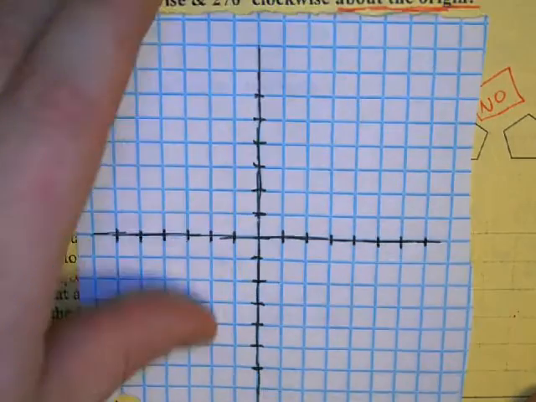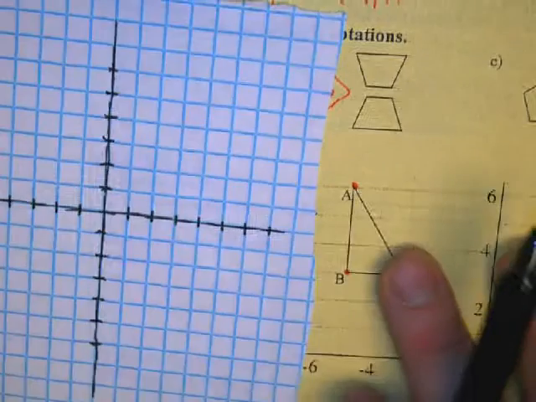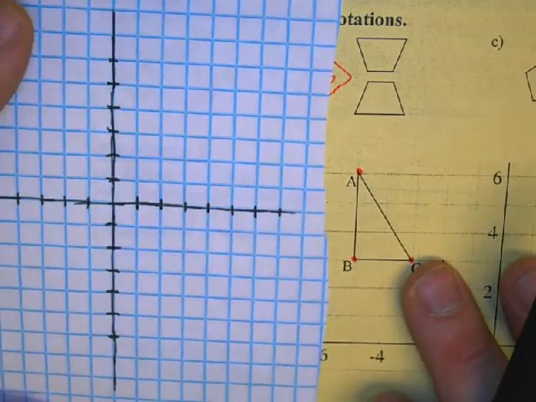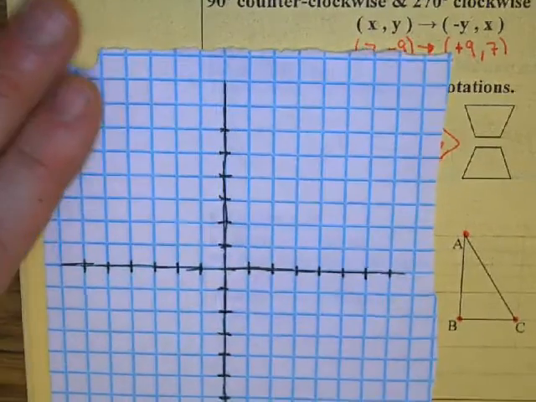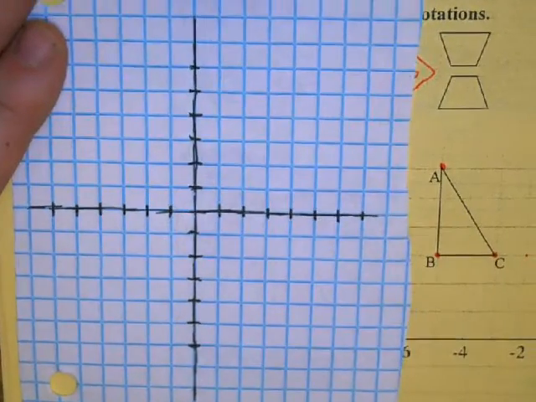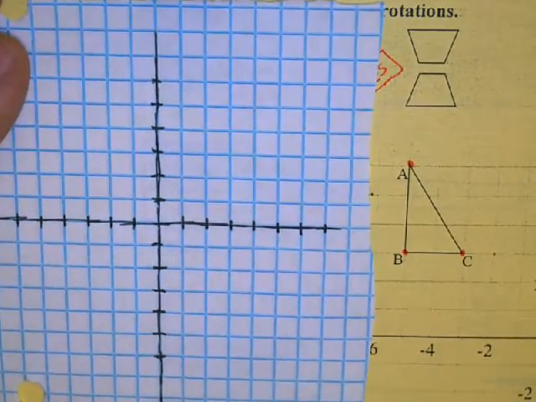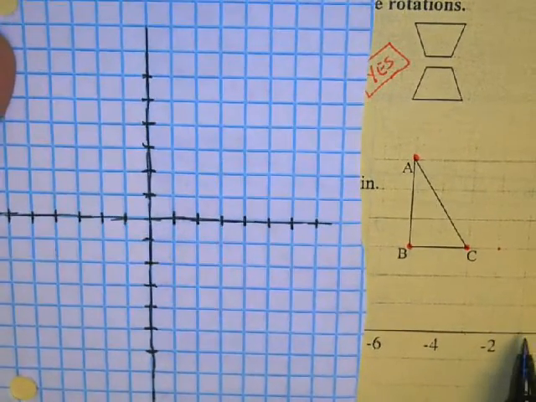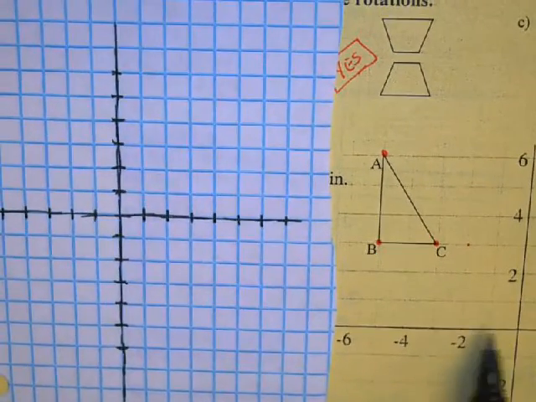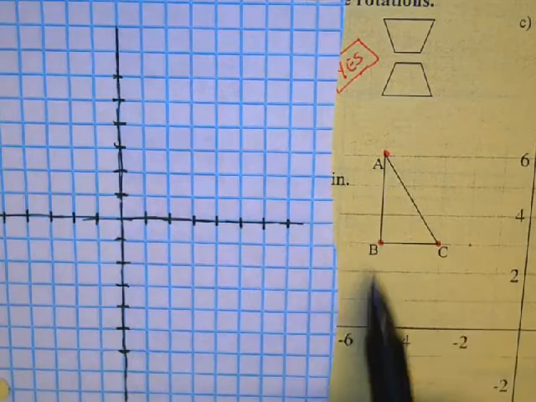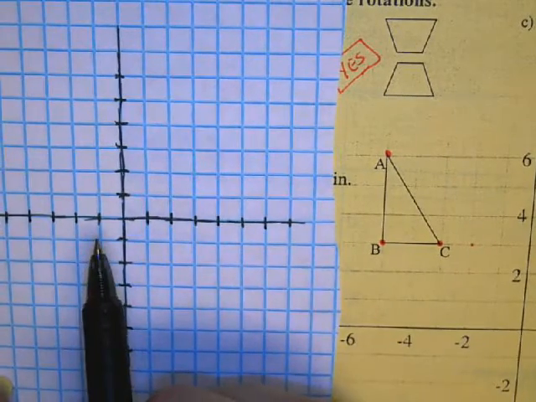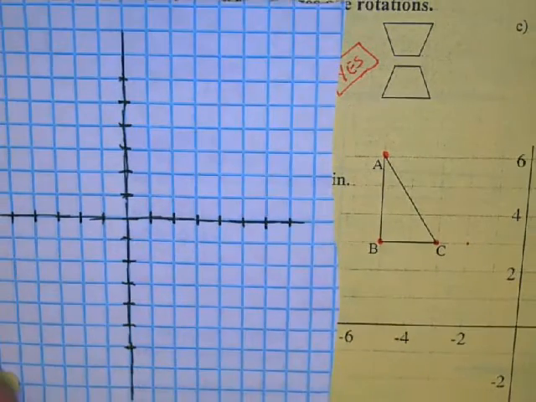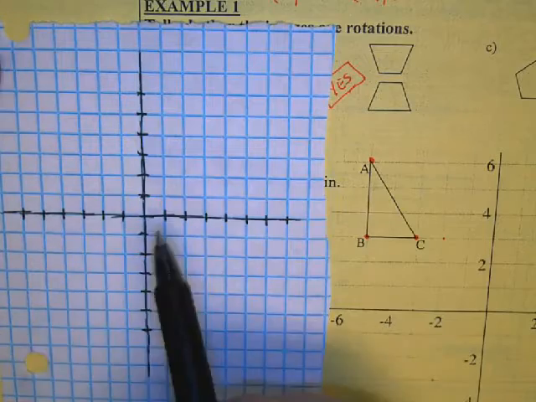So the first thing we're going to do is draw our given pre-image. We're going to plot that onto the XY plane we just created. I already know the values, so I can plot it. A is at negative 5, comma 6. So I'm just going to count over to negative 5 and then do my comma 6. I'm not going to label anything.